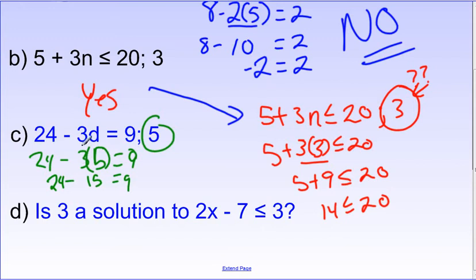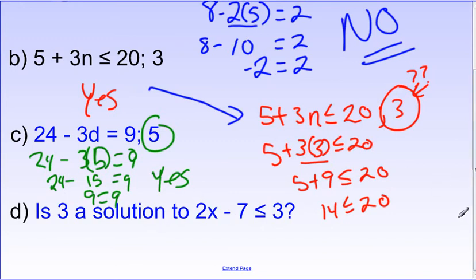I'm doing the multiply before the subtract. Now we've got to subtract over here. That gives me 9. So I've got 9 equals 9. Is that a true statement? Does 9 equal 9? Yes. So 5 is a solution.